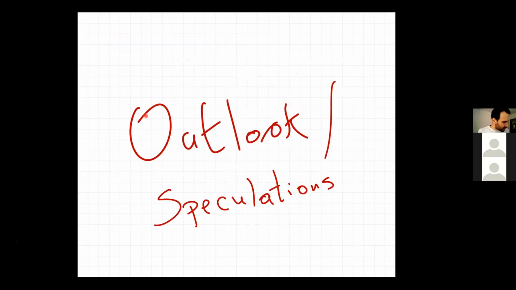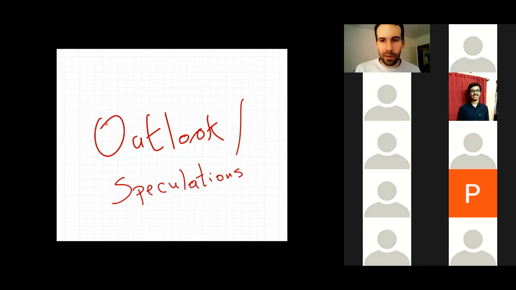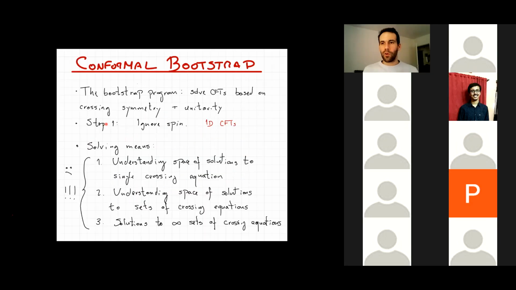Let me finish with the outlook and some speculations. We've been talking about the conformal bootstrap program, which is to solve CFTs based only on crossing symmetry and unitarity. I've been trying to convince you that step 1, which is to ignore spin and solve 1D CFTs, is super non-trivial. It probably captures a lot, if not all, of the physics relevant in higher dimensions, even though it's hidden and repackaged very non-trivially.